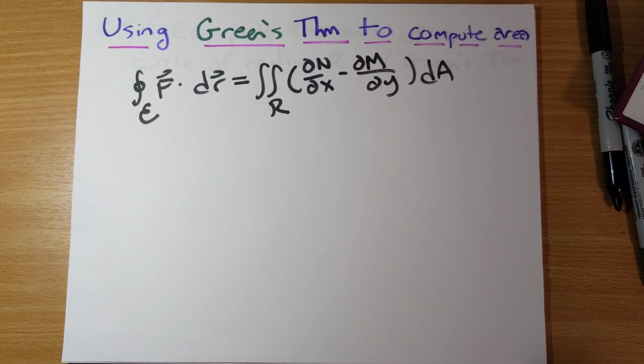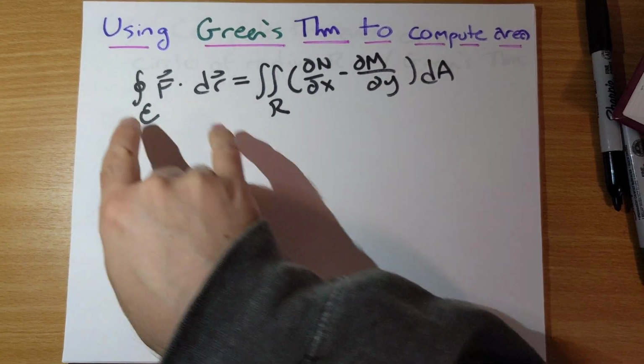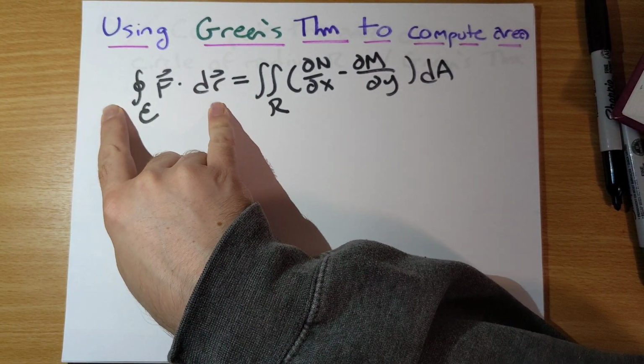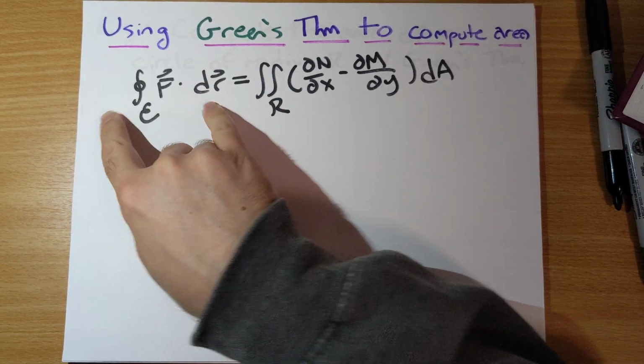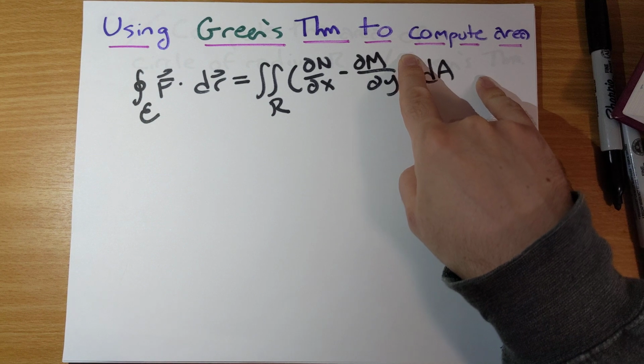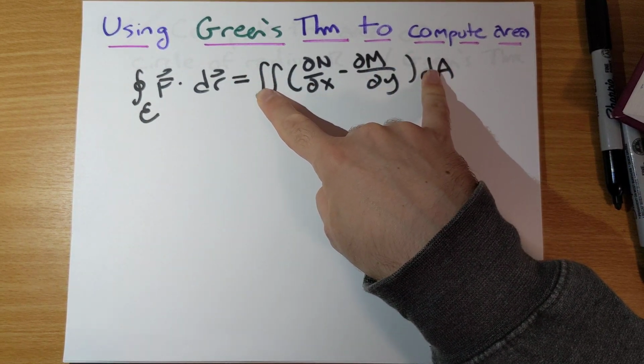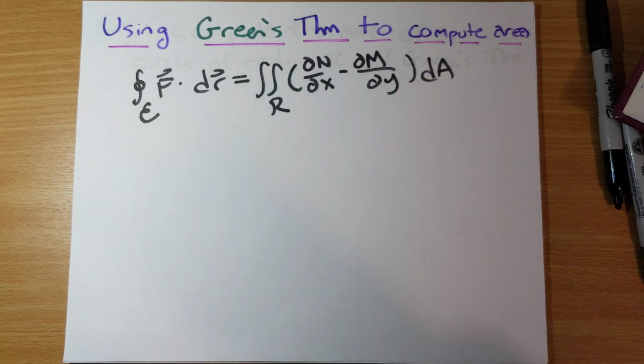Usually the kind of questions that I ask you is like verify both sides, or I ask you about this, and instead of computing this, you compute this. So usually we use it going in this direction. We usually say that this is going to be the easier direction to compute. But sometimes we use it going in the opposite direction to compute area.